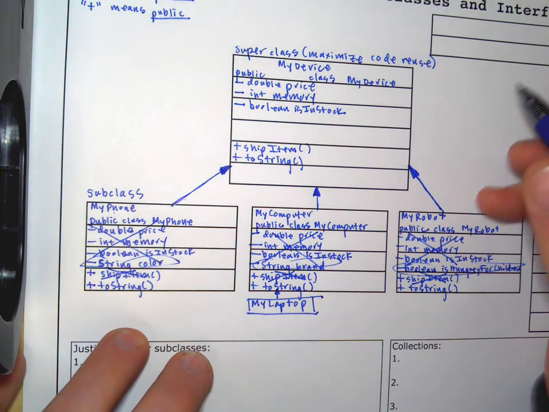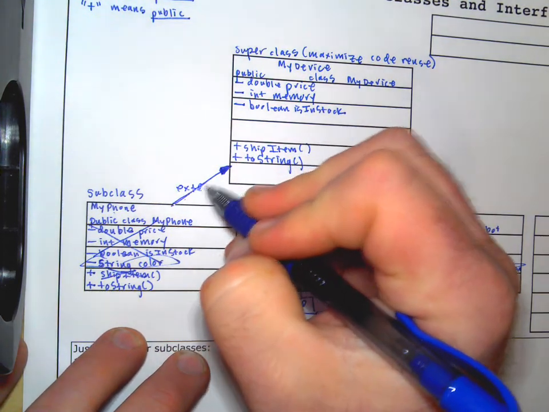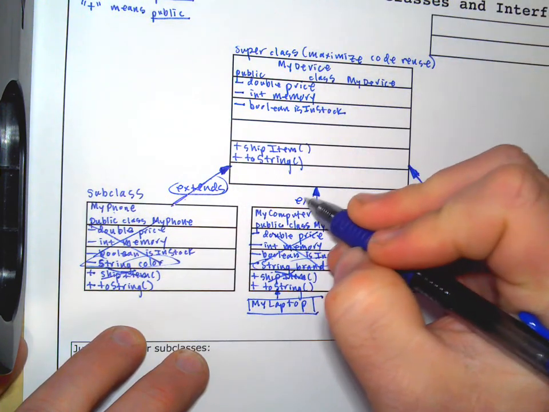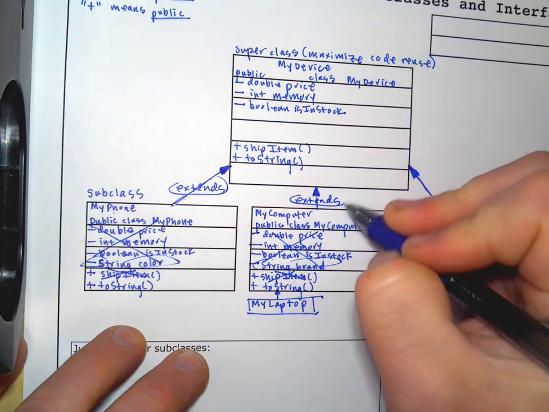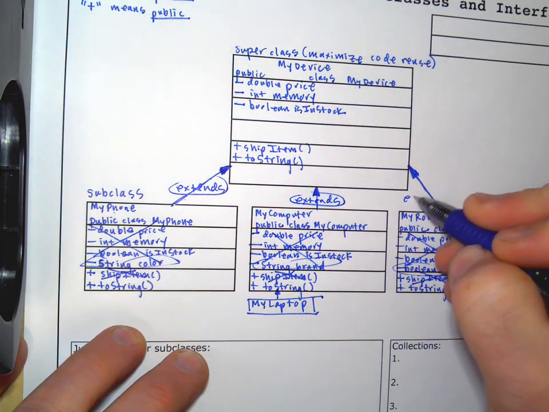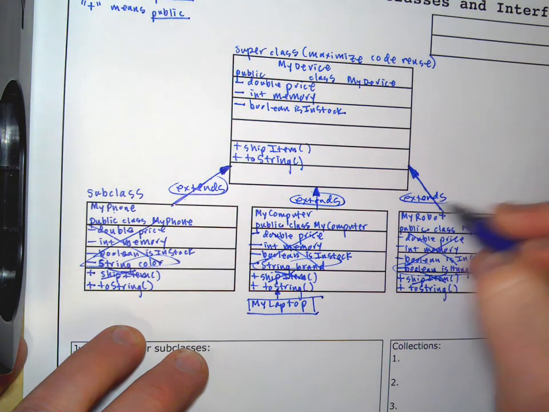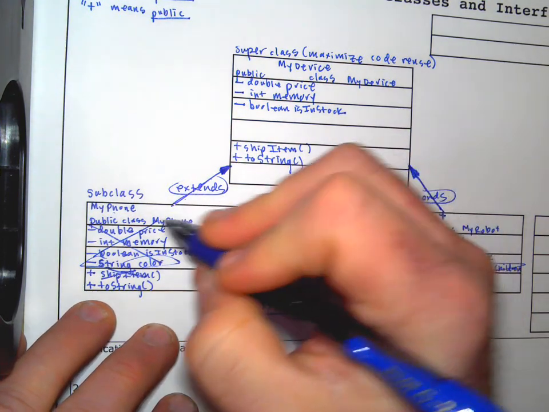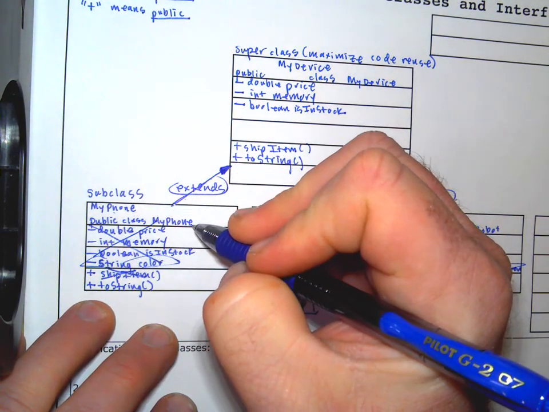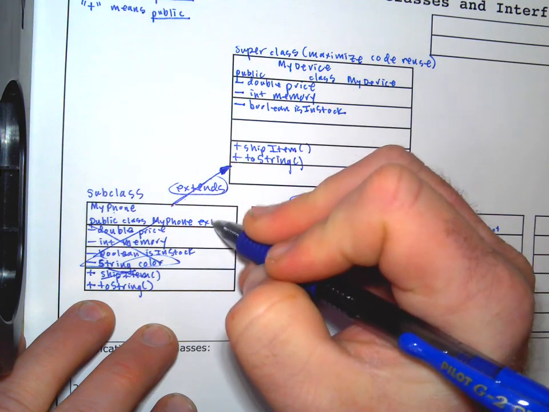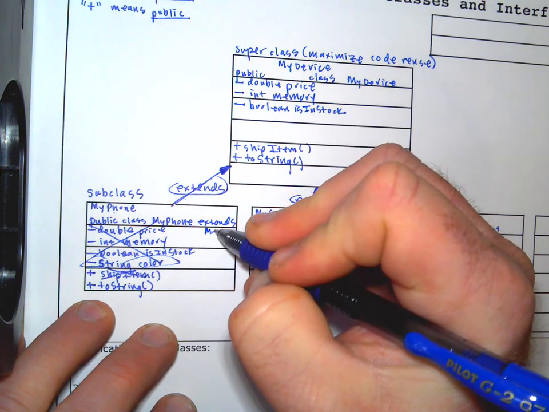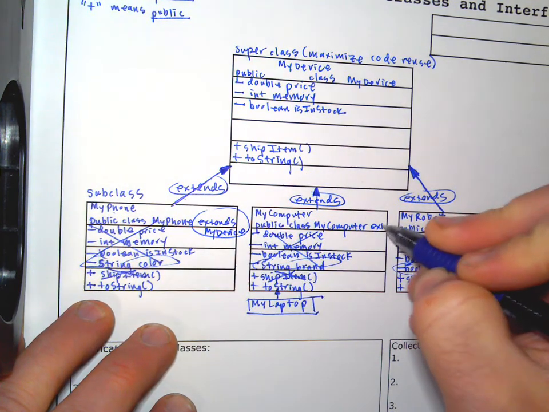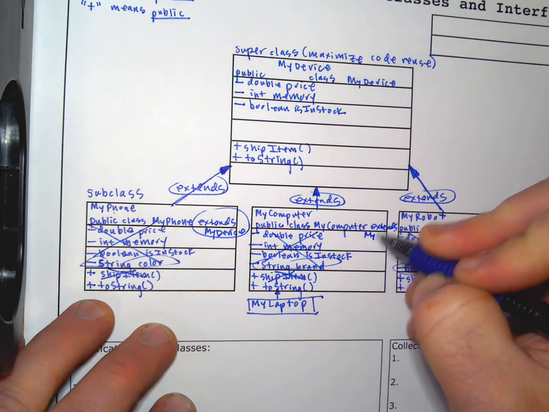Now, there's something that we have to add. There's a keyword here: extends. MyPhone extends the superclass. To extend is to take something further. So it takes MyDevice and then adds onto it. Each of these extends that class. And so in the header of the code, with the header public class MyPhone, you have to say extends MyDevice. You have to put that onto the header. So each of these now extends MyDevice.